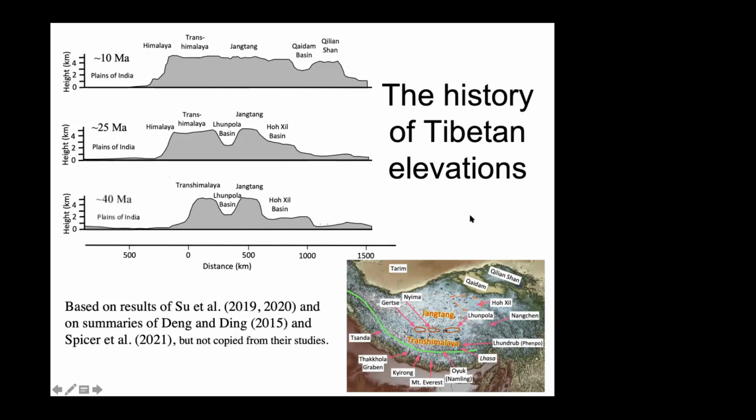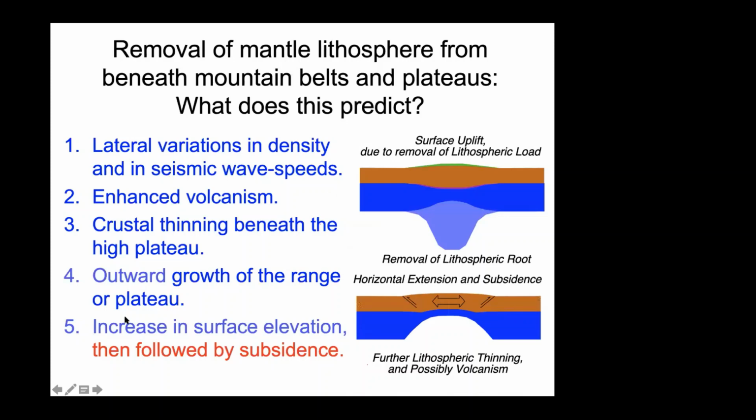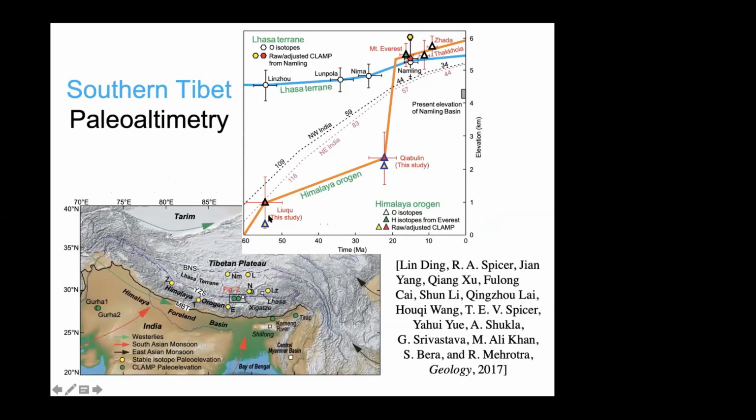Whatever it was, it was wrong. Okay, so we've argued that there's been an increase in surface elevation since 15 to 10 million years ago. What about subsidence? Well, one last one. These are a whole collection from Ding Lin's work a few years ago. The blue is showing you sites in Tibet. These are sites like Nyima, Lumpala, and Namling in here, and then some sites from the Himalaya itself.